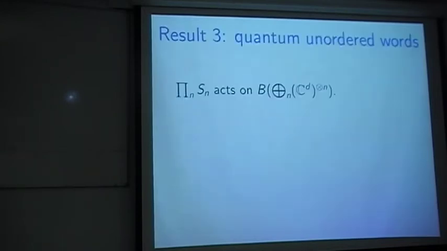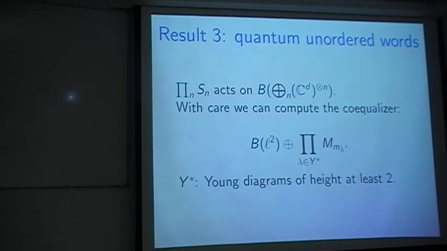Unordered words, you can compute it's this, and I want to mention that this is like the algebra for ordered words. So that's the Fock space, the bosonic Fock space. And then you get all the non-standard algebras from the other ones. But interestingly enough, we don't get the fermionic Fock space.